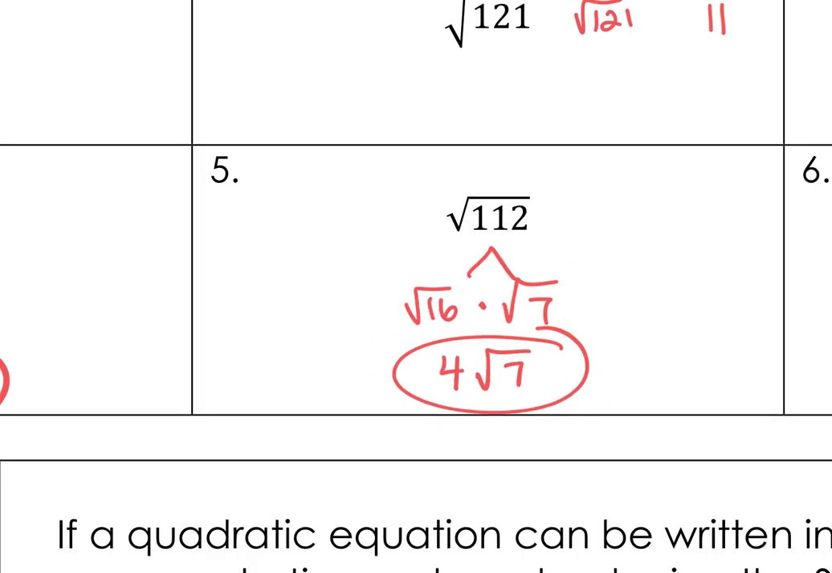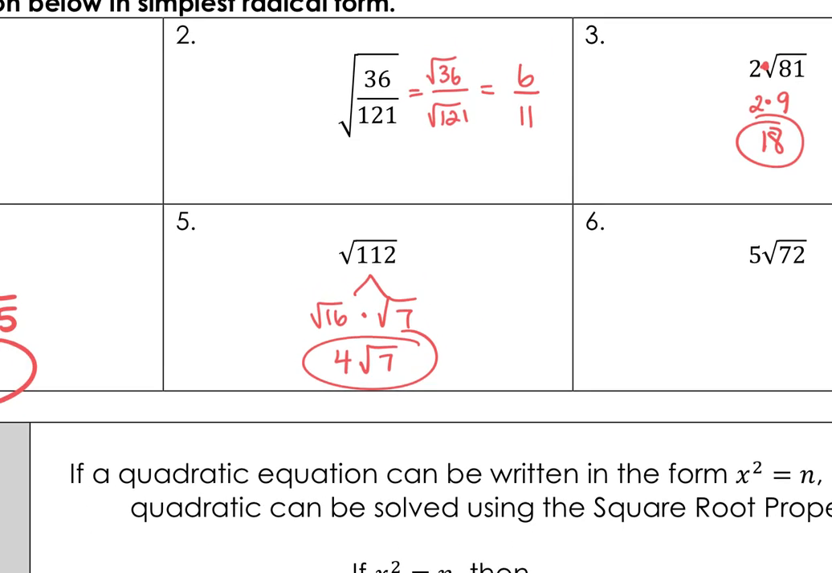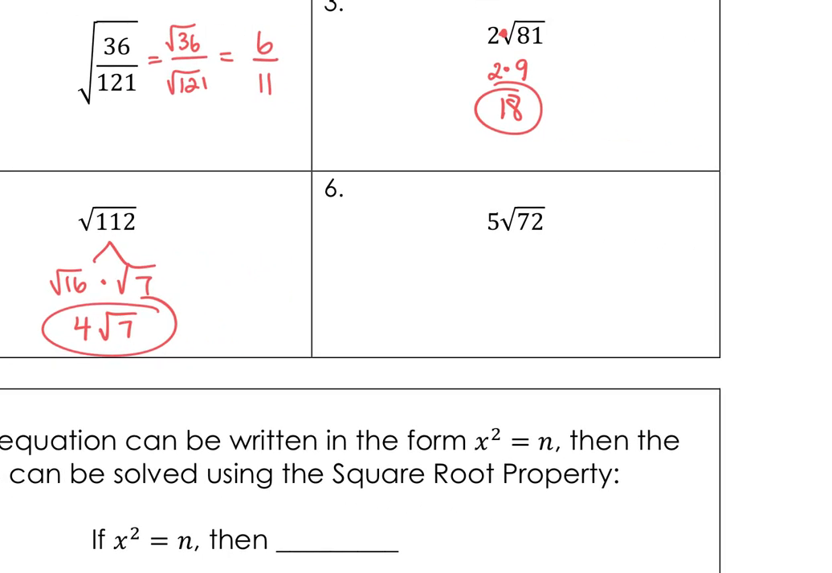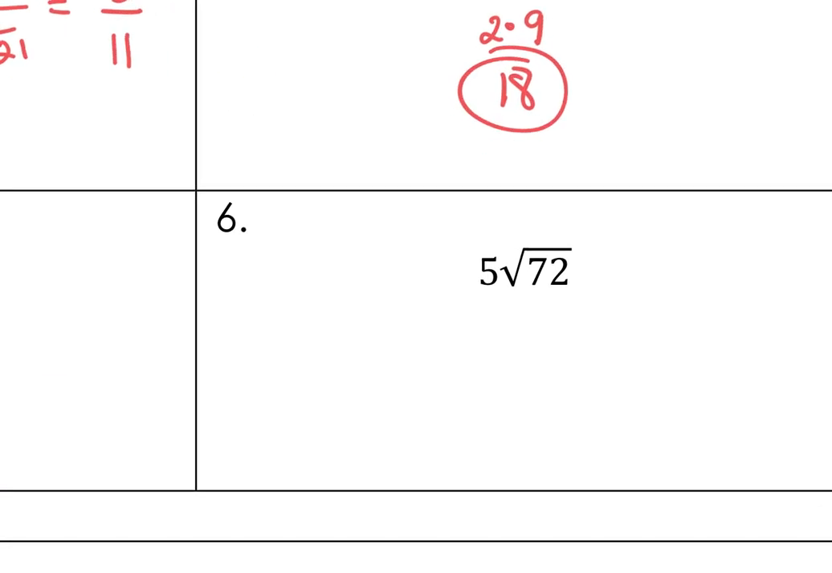And then last one to practice here, number 6. We've got 5 times the square root of 72. So again, now we have this coefficient. So what this means is just whatever we can pull out of the radical will have to be multiplied by the 5. Okay? So first, let's focus on seeing if we can simplify the square root of 72.